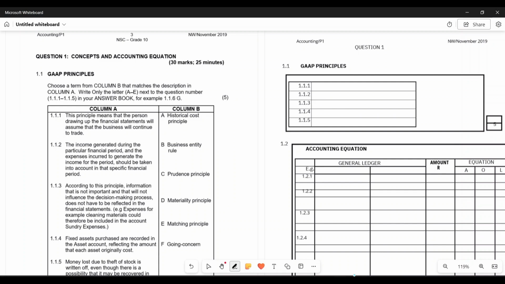So in this video, we're going to be doing a previous exam question based on accounting paper one. Now, the first question is concept and accounting equation. So first, we're going to start off with our GAAP principle questions, whereby we need to match these descriptions on column A with these answers we are given on column B.